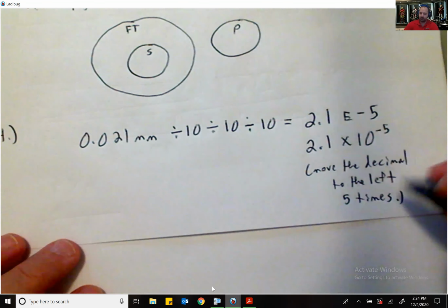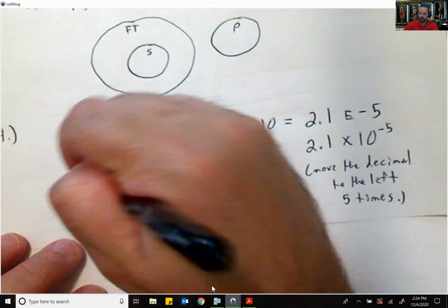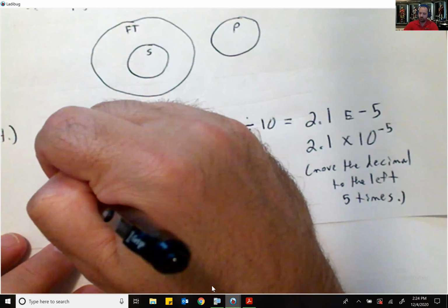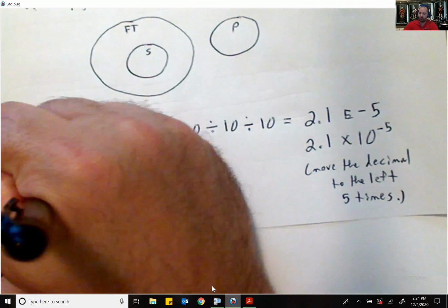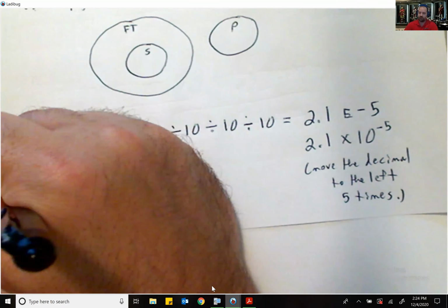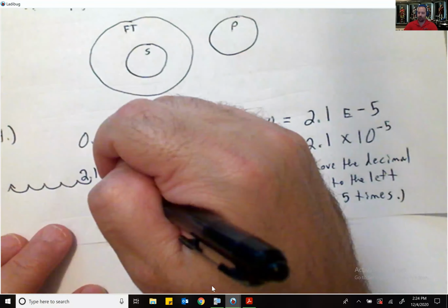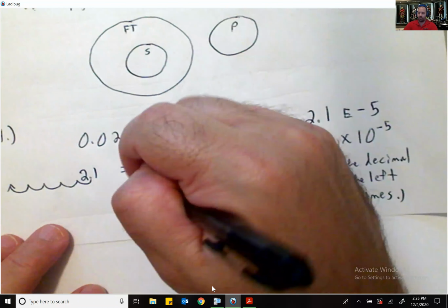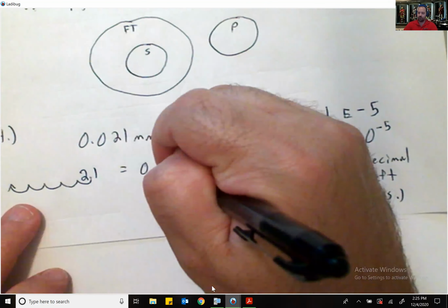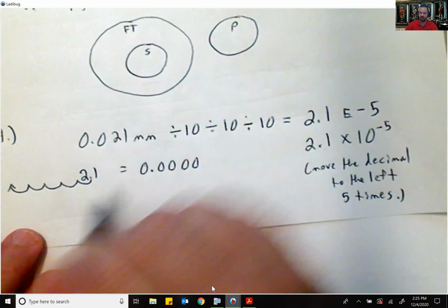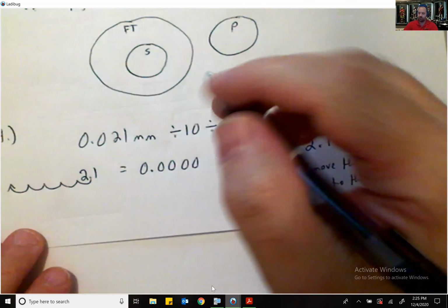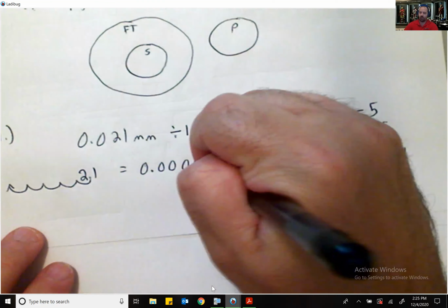So if I take 2.1 and go 1, 2, 3, 4, 5, I end up with 0.1, 2, 3, 4, because these little hoops get zeros, 21 meters.